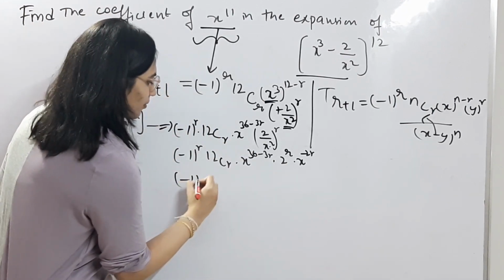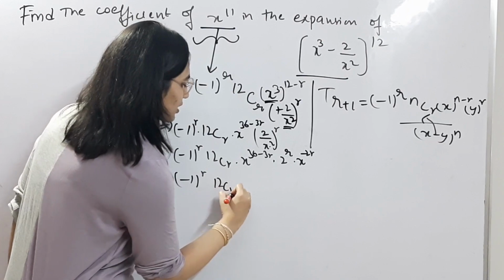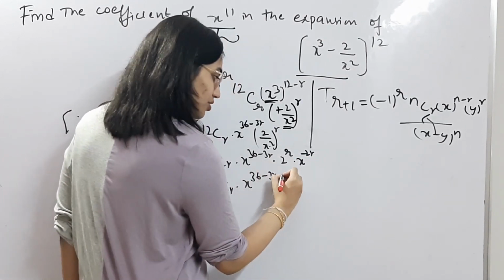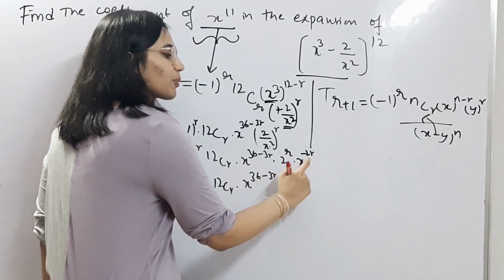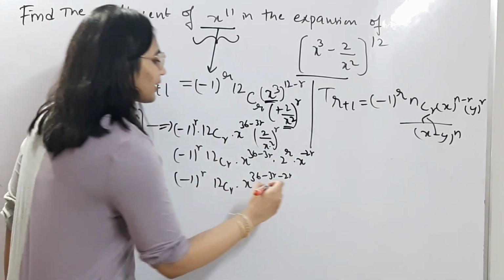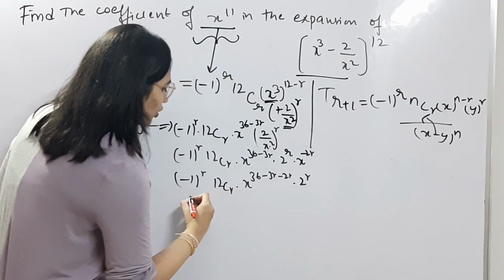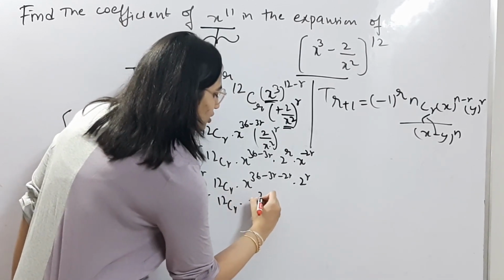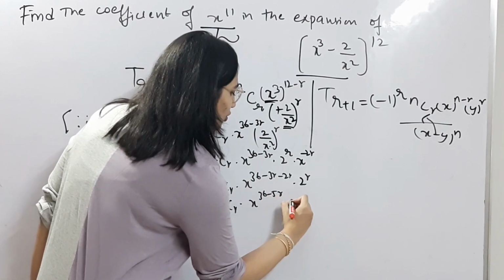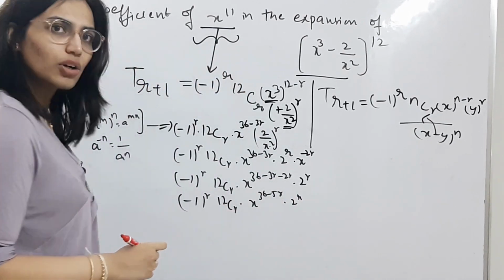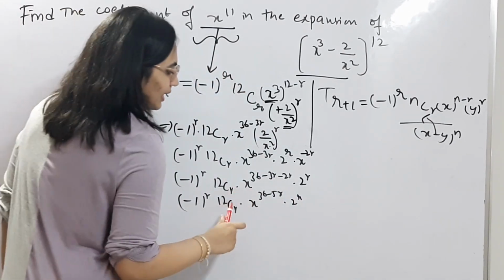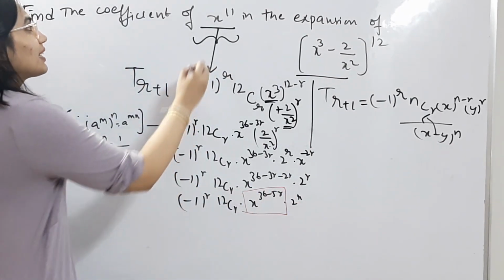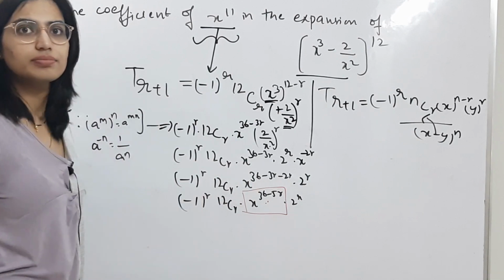Now, minus 1 whole to the power of r, 12CR into x to the power of 36 minus 3r minus 2r, because a power of m into a power of n is a power of m plus n, into 2 power of r. Now what do we get here? Minus 1 whole to the power of r, 12CR into x to the power of 36 minus 5r into 2 power of r. Okay, now here the x power is this one, and we've assumed that x power of 11 will be in the general term, right?